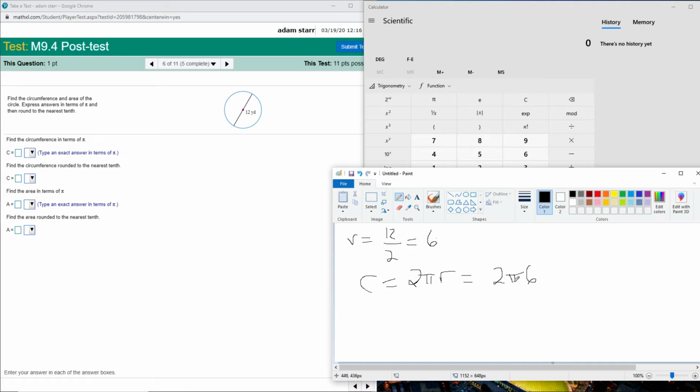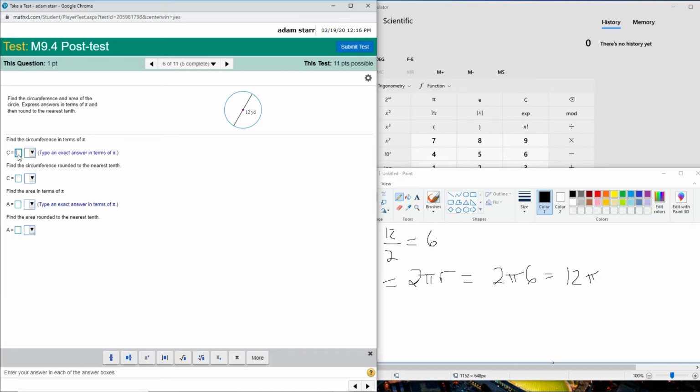Okay, this is all multiplication. Order doesn't matter with multiplication, so we can multiply the 2 times the 6. So my circumference, not rounded, in terms of pi, is just going to be 12 pi. So I'm typing that in. If you notice when I click this box, the pi symbol here popped up. So 12 pi, and because it's circumference, it's just the same unit as the diameter or the radius, just yards here for me. Okay, but now it wants the circumference rounded to the nearest tenth.